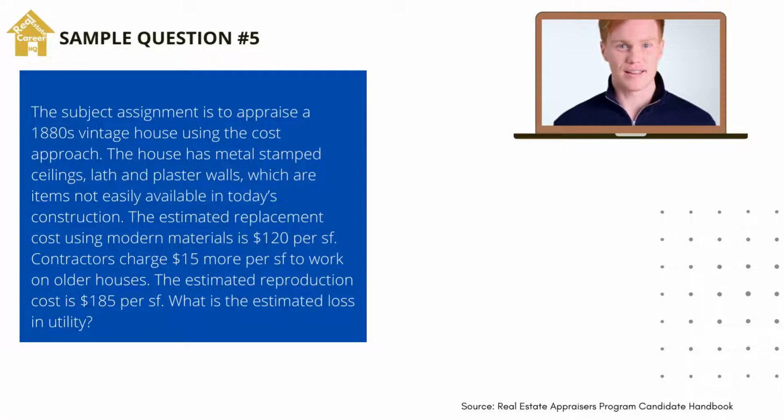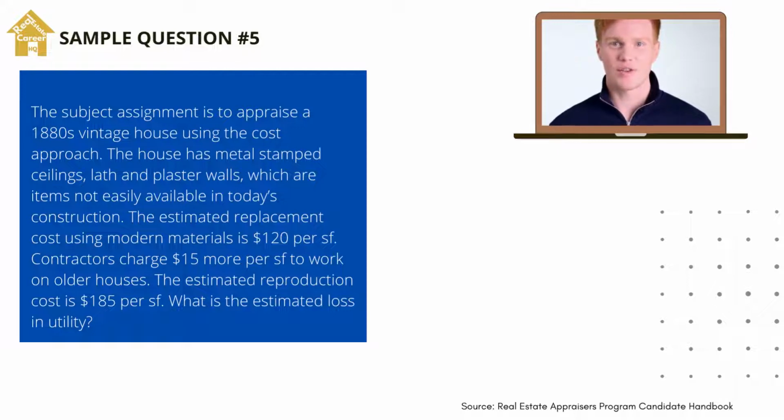The subject assignment is to appraise a 1880s vintage house using the cost approach. The house has metal stamped ceilings, lath and plaster walls, which are items not easily available in today's construction. The estimated replacement cost using modern materials is $120 per square foot. Contractors charge $15 more per square foot to work on older houses. The estimated reproduction cost is $185 per square foot.